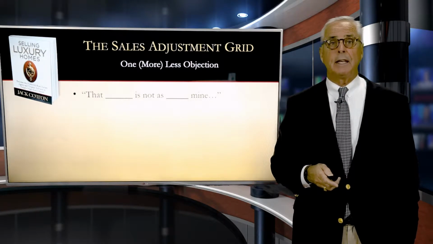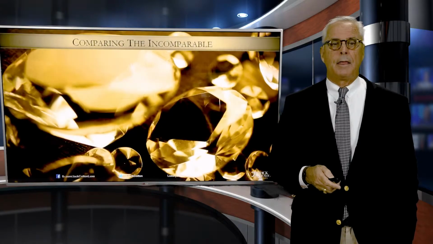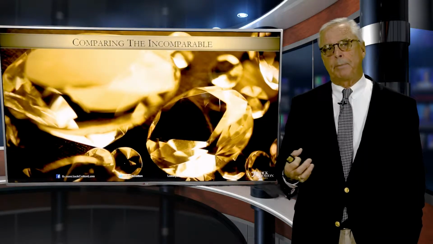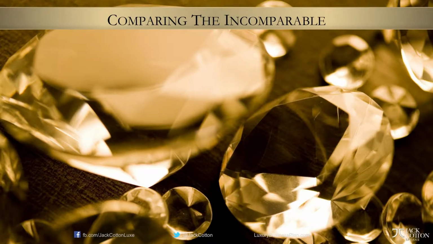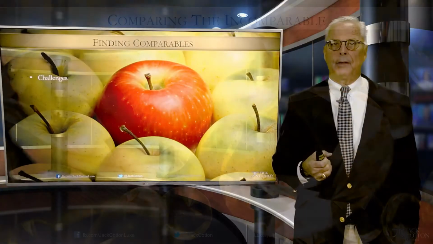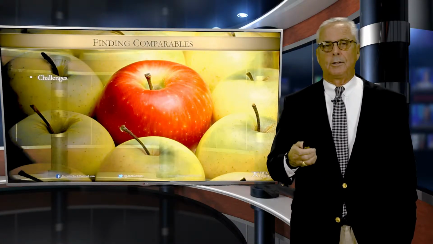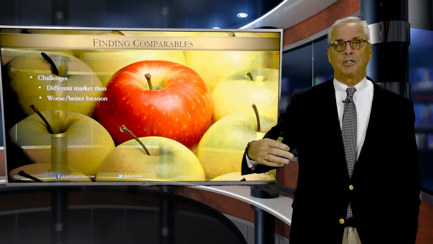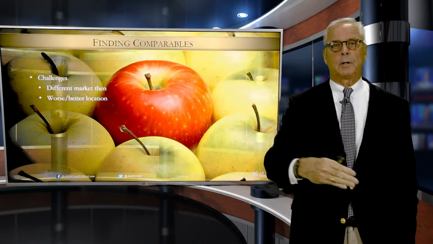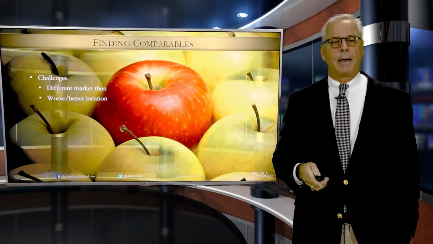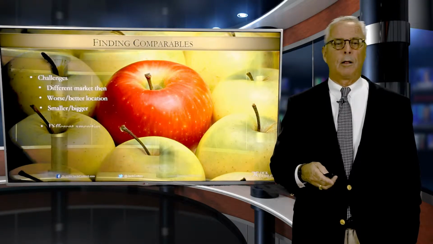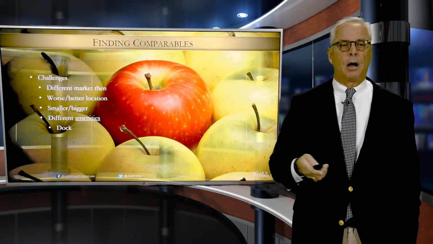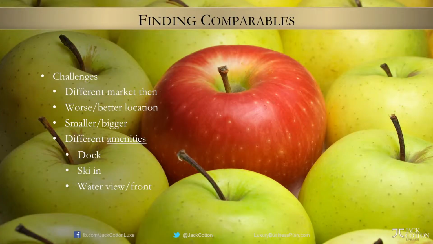So this spreadsheet is designed to help overcome that objection. It's helping you compare the incomparable. How do we do that? Well, there's a lot of challenges to doing CMAs in the high end because the properties are unique and different. The market changes all the time. The market might have been different when the comp sold. Maybe better location, worse location, smaller, bigger, different amenities, docks and ski-in and all kinds of stuff like that. So how do we make those adjustments?